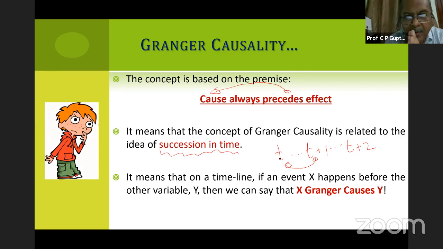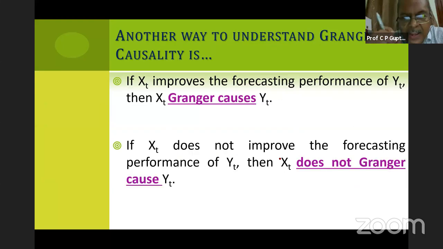Please mind my language and listen carefully. I'm not saying X is causing Y. I'm saying X Granger causes Y, because I am only conveying a fact that X is happening before Y. Okay? If X_t improves the forecasting performance of Y_t, then X_t Granger causes Y_t.